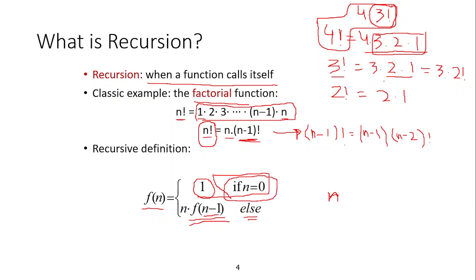So this is important. You need to have a base case. You need to know the value of the function for the base case, for the simplest value of the argument. And in the recursive case, you need to have a situation where this argument reaches the base case. So n minus 1, in time, would reach the base case. So this is the recursive definition of the factorial function.